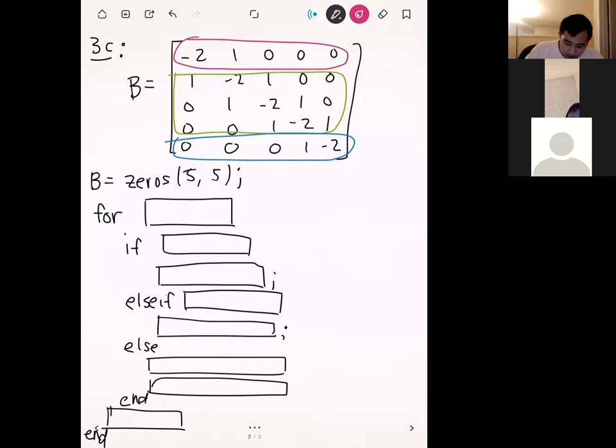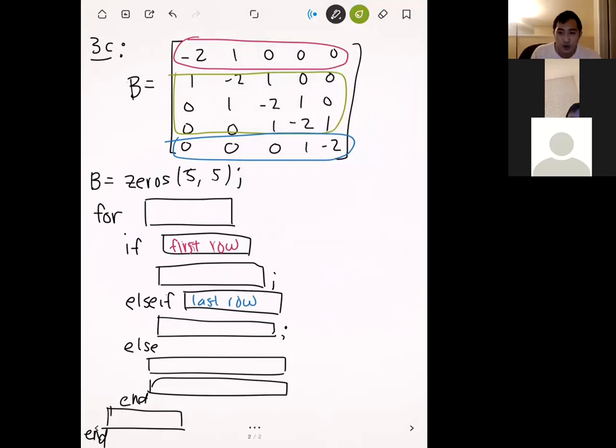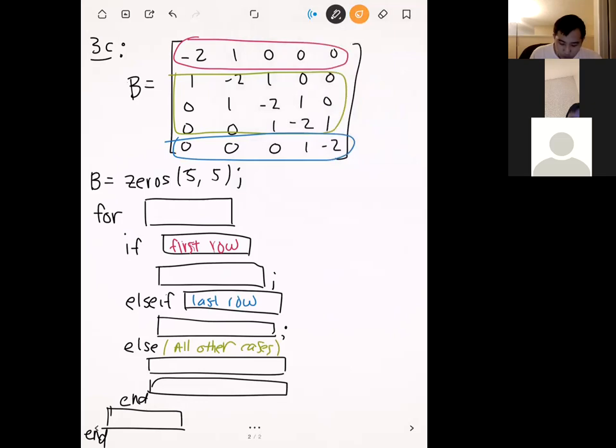So for the first if, let's say that if this is the first row, then for the else if, we'll use the condition for the last row. And then the else, remember, is going to be every other case. So this is going to be all other cases. Oh, and one other thing. For the for loop, we're going to loop from 1 to 5 because we have 5 rows. So you can think of this for loop visiting every single row in this matrix.